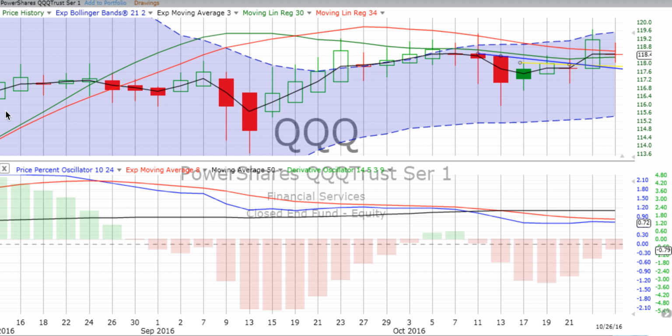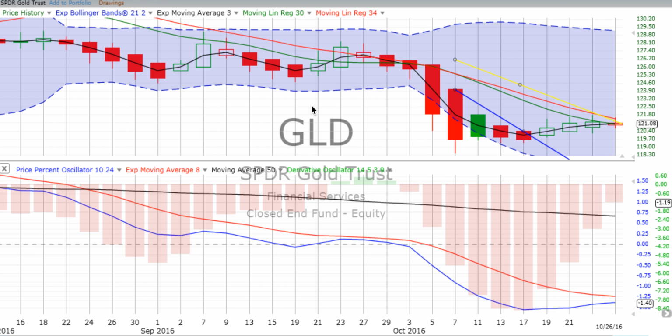Look both in the morning and the afternoon. See if you can find an entry point. Hell, the charts may go up tomorrow. We don't know. But if it goes down, be ready to act. Lastly, we're going to look at gold.